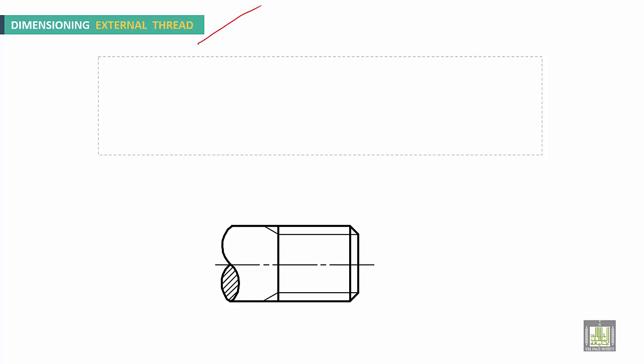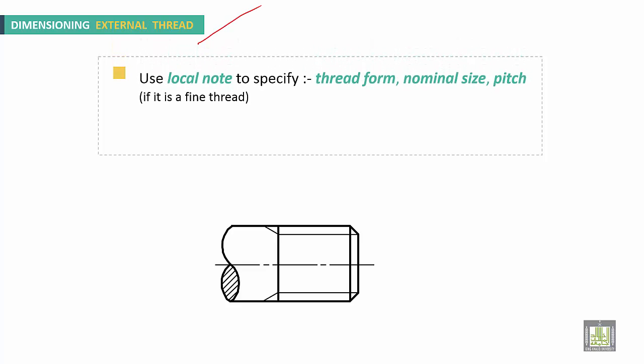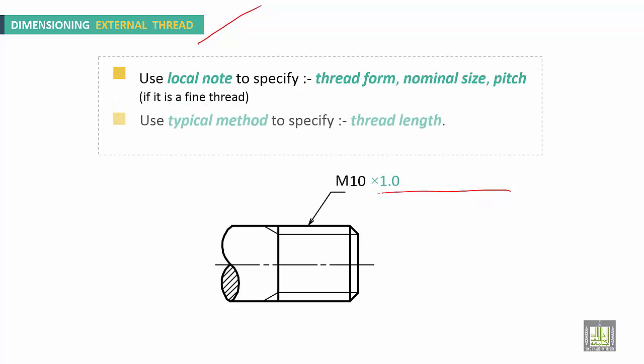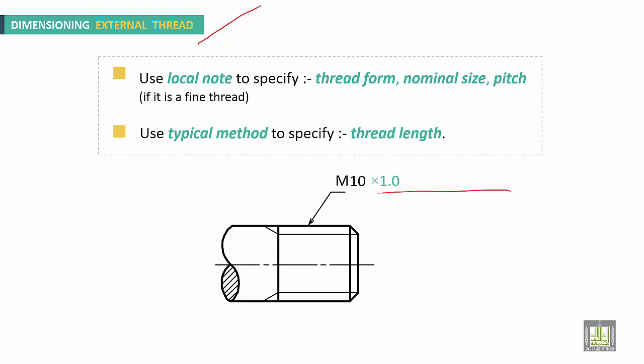Dimensioning of external thread. Use local note to specify thread form, nominal size, pitch if it is a fine thread only. This is M10, whether it is fine or coarse. Here it is coarse, okay, but if it is fine, you have to put here, multiplied by the pitch, okay. Use typical method to specify threaded length. This is the thread length.